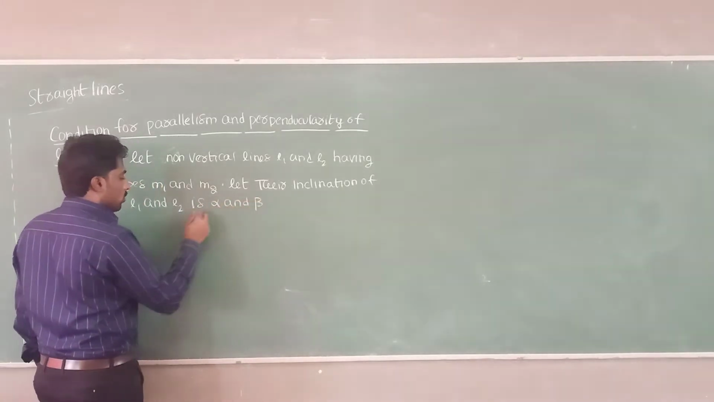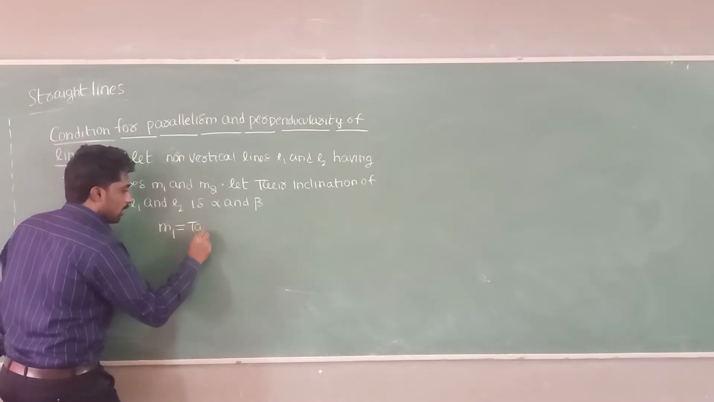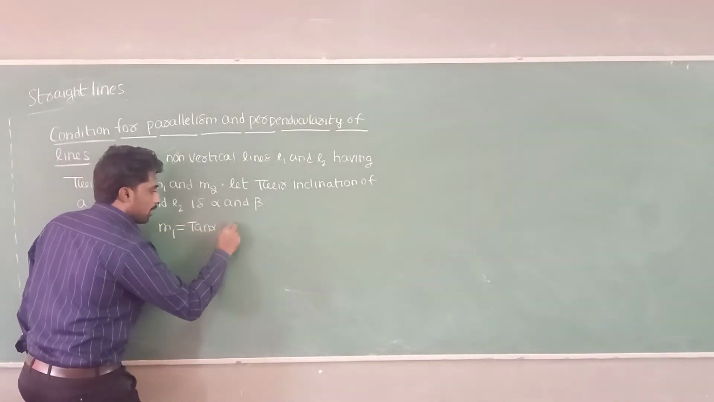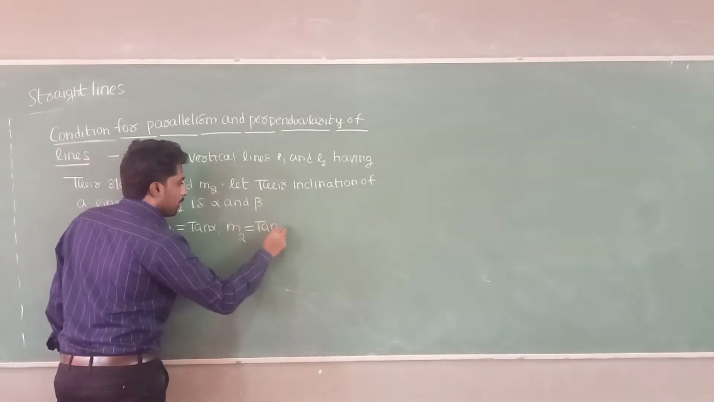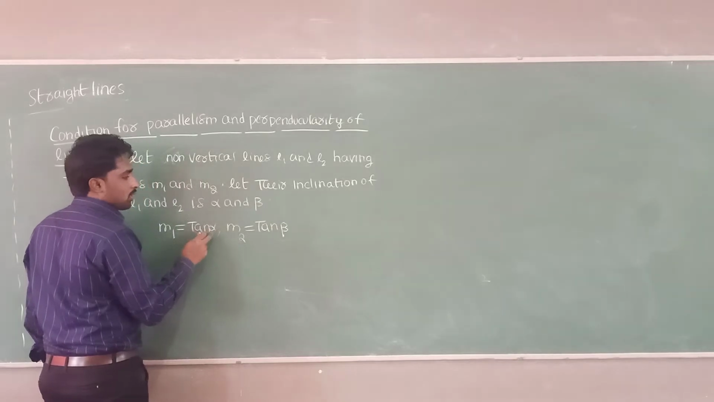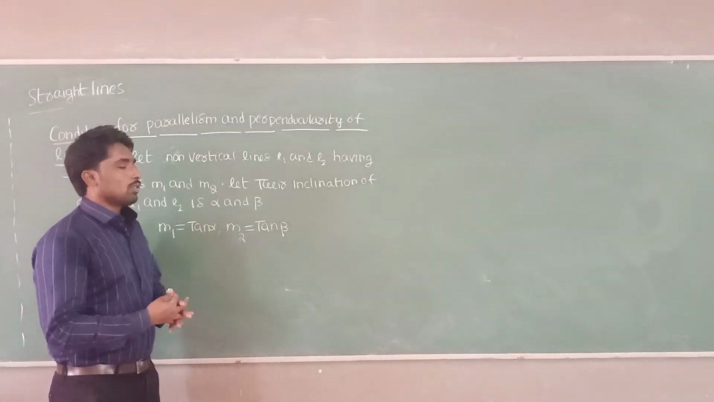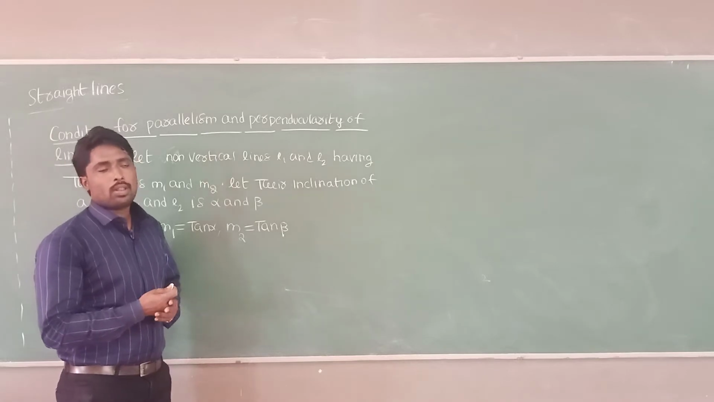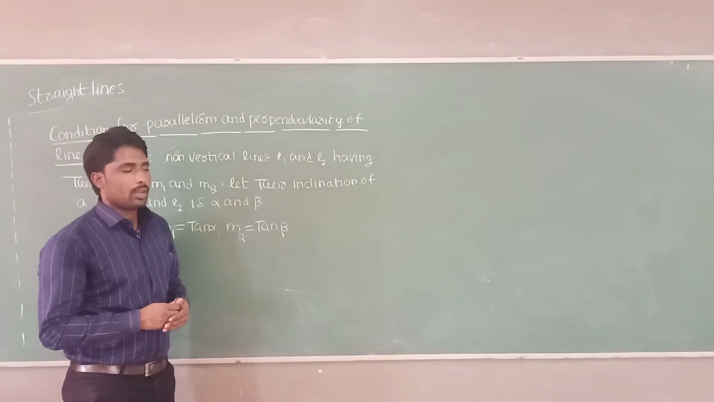Okay. Now the slope of the first line becomes what I will get now? m1 equal to tan alpha. Now the slope of the second line, what I will get here? Tan beta. Here alpha and beta are inclinations of the first line and the second line. Here they are mentioning, suppose if any two lines are parallel, what is the condition? If any two lines are perpendicular, what is the condition they are asking?